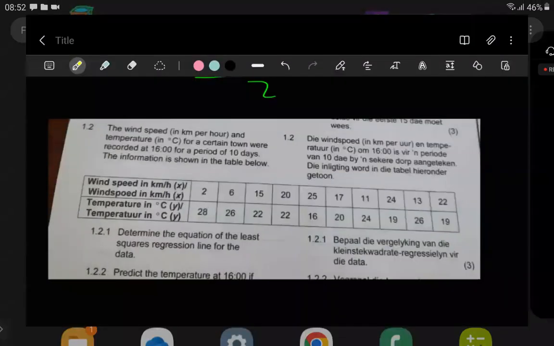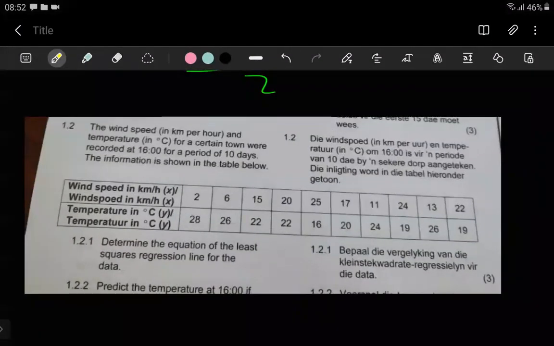You can basically read through the question. What does it say? So determine the equation of the least squares regression line for the data.